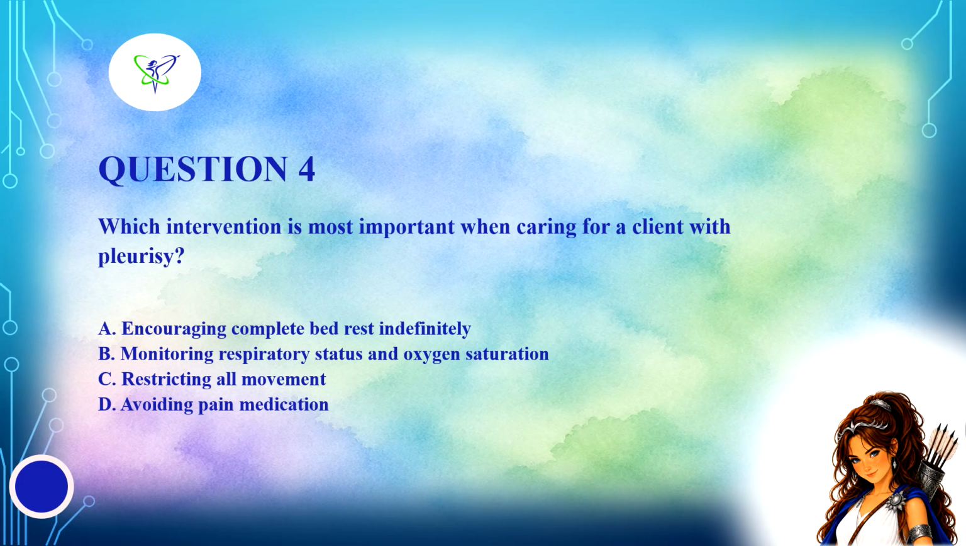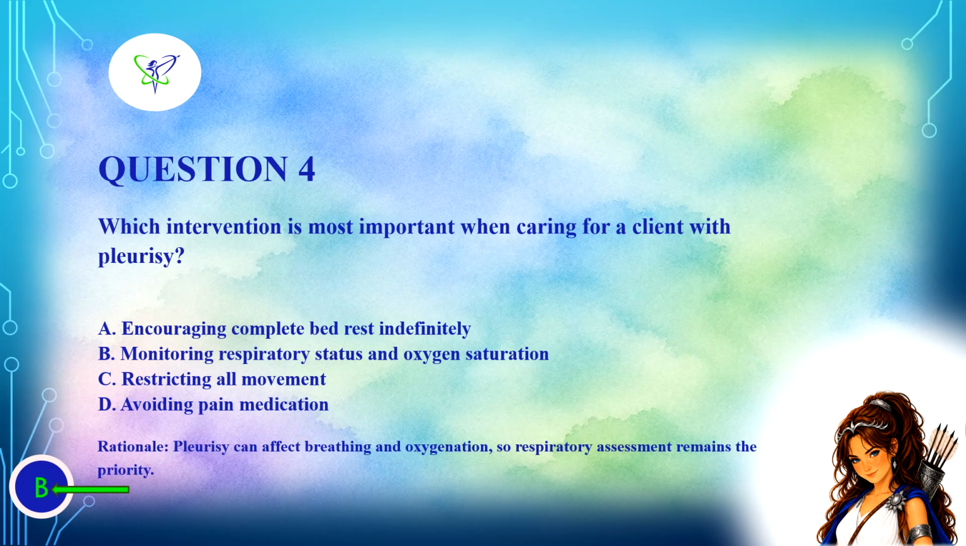A. Encouraging complete bed rest indefinitely. B. Monitoring respiratory status and oxygen saturation. C. Restricting all movement. Or D. Avoiding pain medication? I'm going to go B, monitoring respiratory status and oxygen saturation. And Artemis says we're right. Can you give us some rationale? Pleurisy can affect breathing and oxygenation, so respiratory assessment remains the priority.